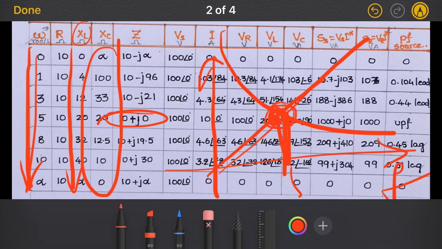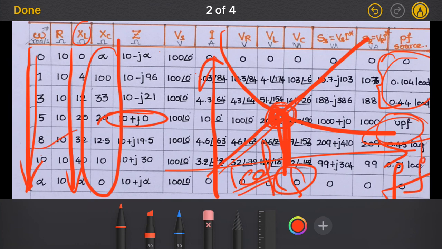And if you clearly notice, at resonant frequency the power factor is unity, source power factor. At less than resonant frequency, that is 0, 1, 3 radians per second, the power factor is leading power factor. Greater than resonant frequency, that is 8 radians per second, 10 radians per second, up to infinite, the power factor is lagging power factor.